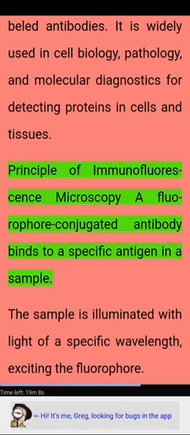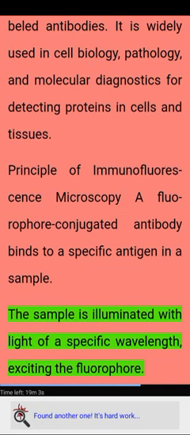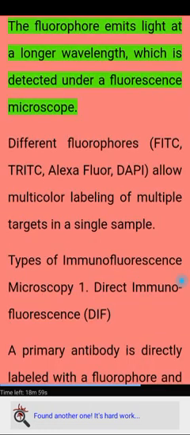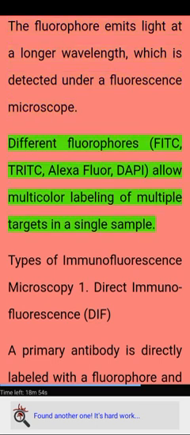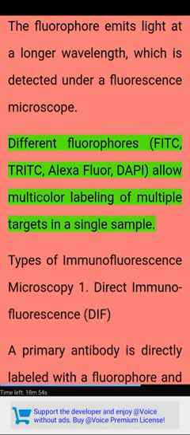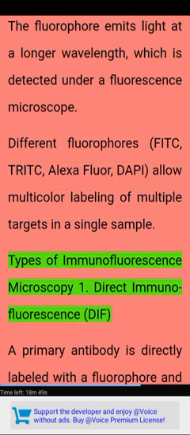Principle of immunofluorescence microscopy: a fluorophore-conjugated antibody binds to a specific antigen in a sample. The sample is illuminated with light of a specific wavelength, exciting the fluorophore. The fluorophore emits light at a longer wavelength, which is detected under a fluorescence microscope. Different fluorophores (FITC, TRITC, Alexa Fluor, DAPI) allow multicolor labeling of multiple targets in a single sample. Types of immunofluorescence microscopy.